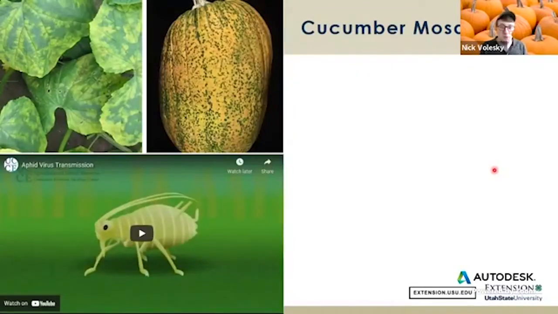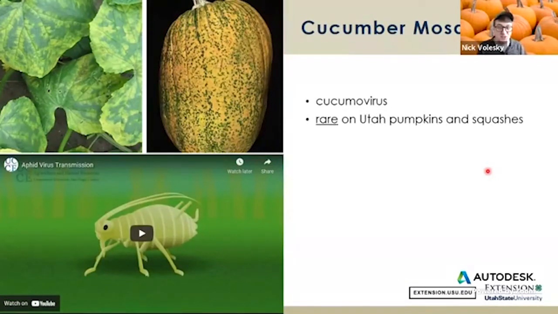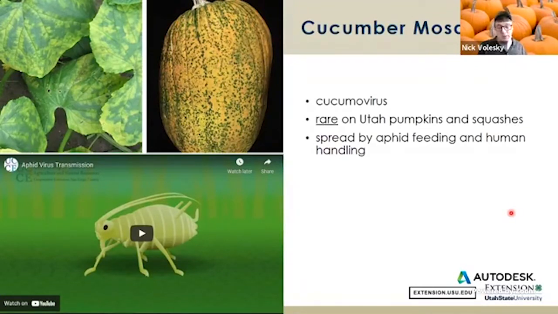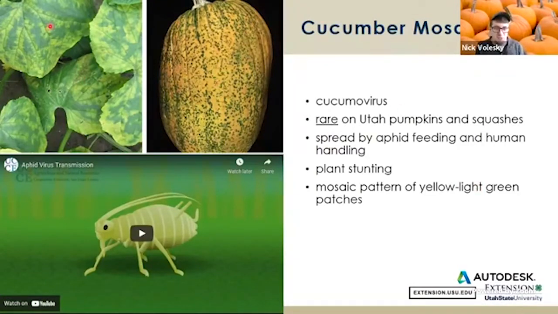So next we have cucumber mosaic virus. This is a cucumovirus in that family. Again, this is rare on Utah pumpkins and squashes, but we do see it from time to time. And it's actually spread by aphids and human handling. So when you're working from one plant to another, it's super important to make sure we're washing our hands and making sure all our tools are sterilized. It can cause plant stunting, and it can make this cool mosaic pattern, which is kind of like these yellow, light green patches on the foliage. And you might even see ring spots or different patterns on our fruits.